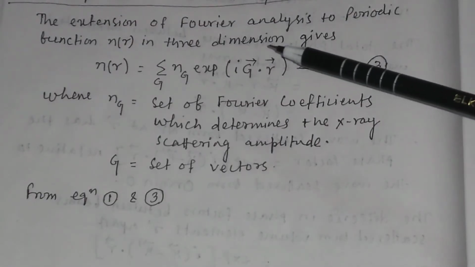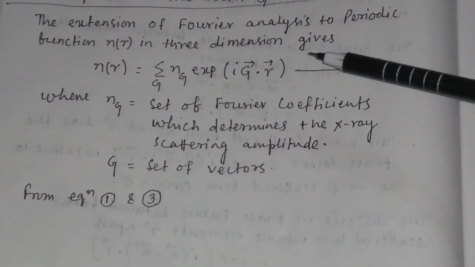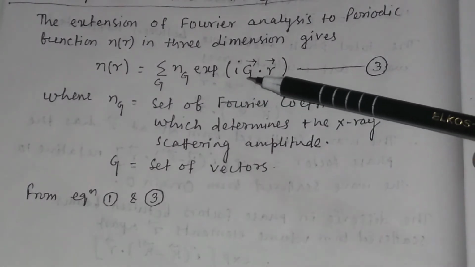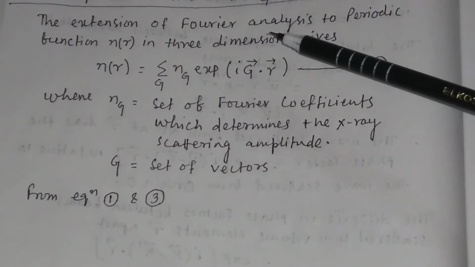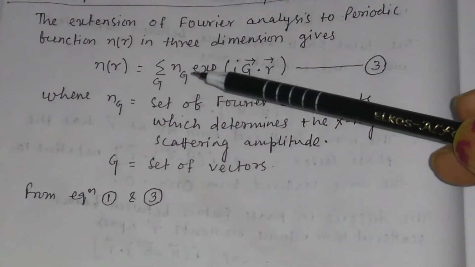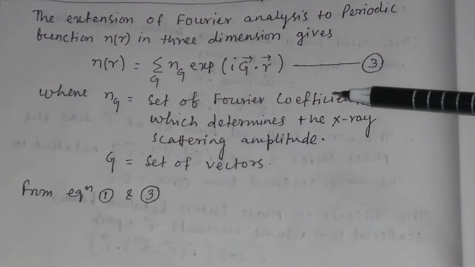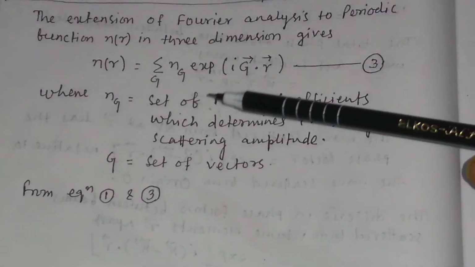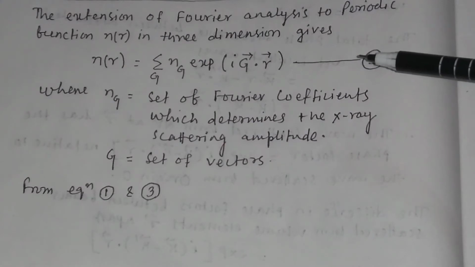The extension of Fourier analysis to a periodic function n(r) in 3 dimensions gives n(r) is equal to the sum over G of n_G exponential i G dot r. If you analyze the Fourier series for the periodic function n(r), then in 3 dimensions you will get this expression, where n_G is called the set of Fourier coefficients which determines the X-ray scattering amplitude, and G is the set of vectors. Suppose this is equation 3.